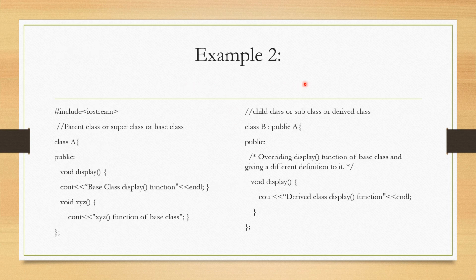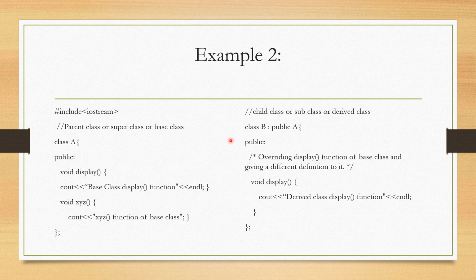Now we are taking another example to understand the concept of function overriding. In this program, we are taking a class A, that is your base class, and in the base class we are just taking a member function, that is display, right? And we are just displaying a line, "base class display", and we are taking another member function, that is xyz, that is also a member function of the base class.